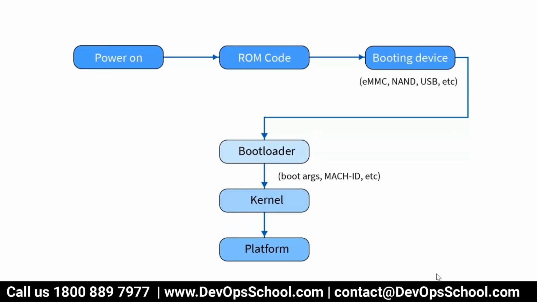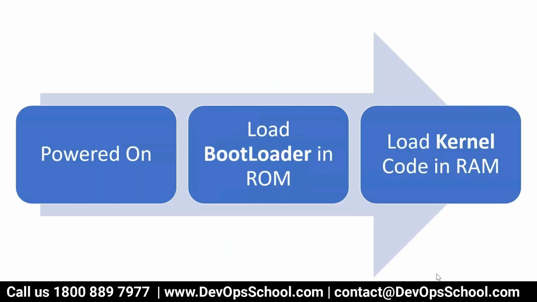When you power on, the ROM, read only memory, gets loaded with the help of booting devices, like your storage or something where the kernel is lying. Then the bootloader is loaded, then the bootloader loads the kernel, and after that your platform. So this is the flow of the kernel: powered on, load bootloader in ROM, load kernel code in RAM. ROM and RAM: read only, random access. Remember that.